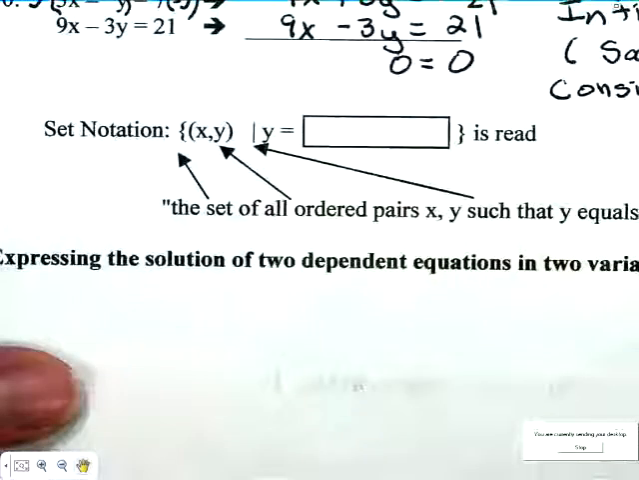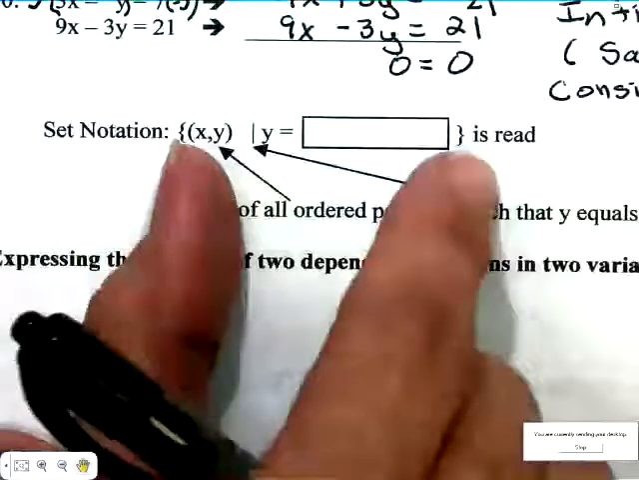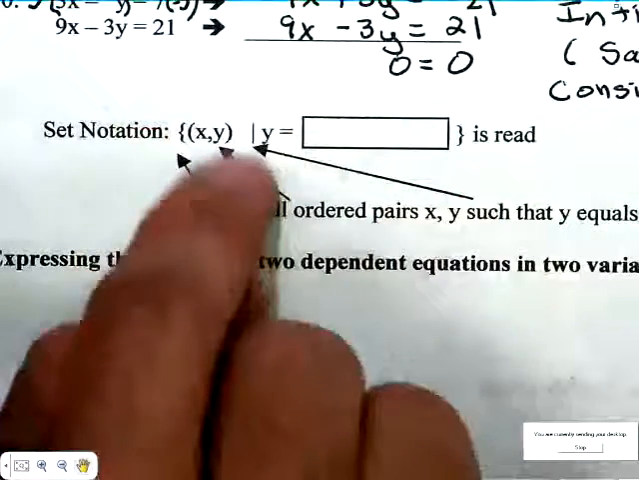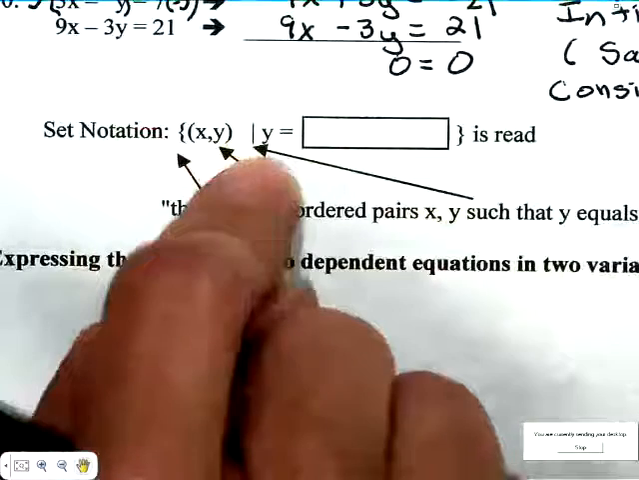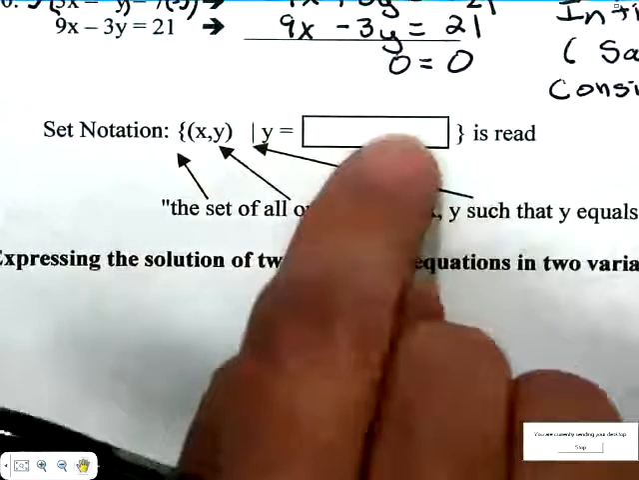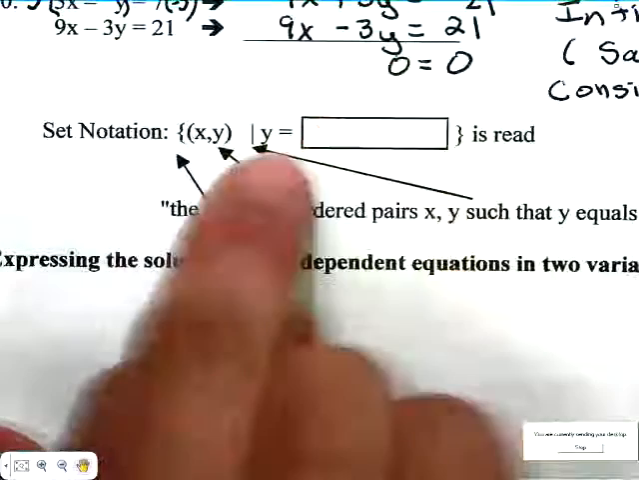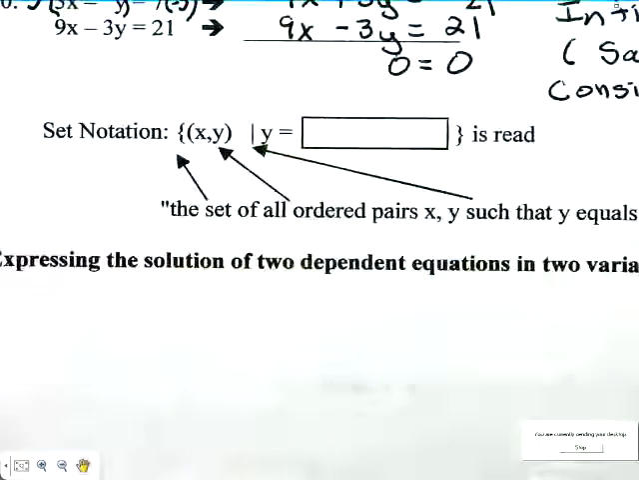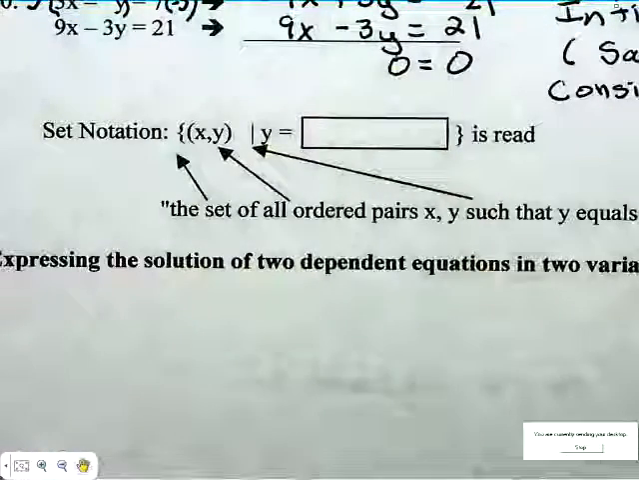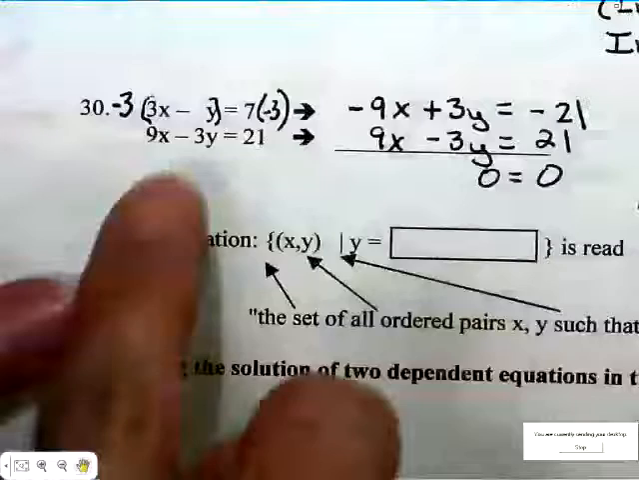Here's the way you read set notation. This is the set of all ordered pairs X, Y. That vertical line means such that Y equals blah, blah, blah. That means I want you to get one of these equations in slope-intercept form, Y equals blah, blah, blah. And that is the solution, or that contains the solutions to both equations, because they're the same thing. If you solve for Y in both of them, you'd get the same answer.